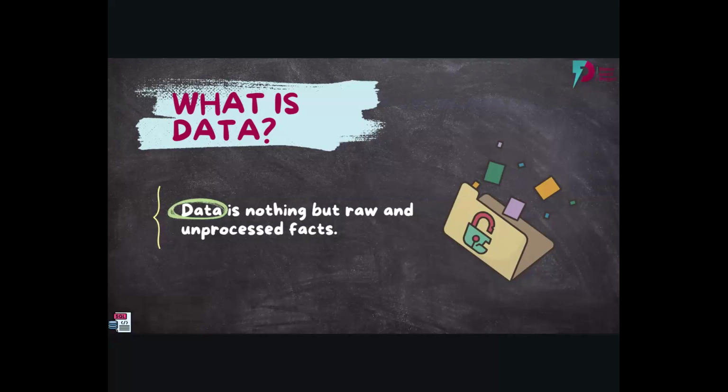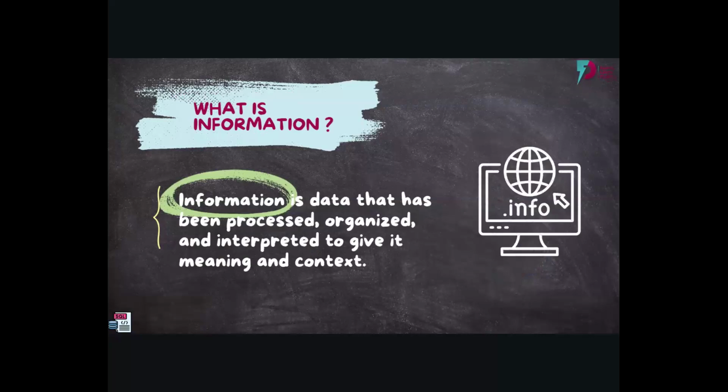So how do we convert this data to be meaningful such that it can be used to make key business decisions? That brings us to information. Now, what is information? Information is data that has been processed, organized, and interpreted to give it meaning and context. So information is simply data that has been processed to give it meaning and context.